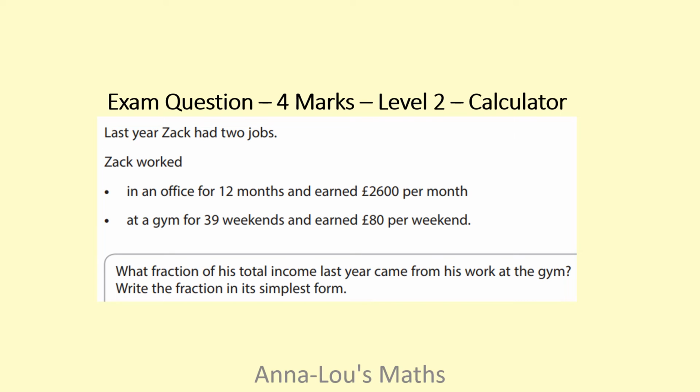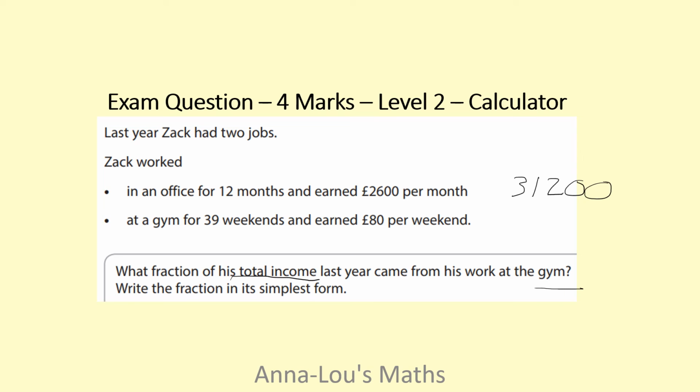Okay, so on this one we know about Zach's two jobs. He works in an office and he works at the gym on a weekend. We need the fraction of his total income and what fraction of it came from the gym. So the first thing I'm going to need to work out is what Zach earned in both of his jobs. So if he did 12 months earning 26,000 a month, 12 times 26,000 gives me 31,200. So 31,200 was his total income from the office.